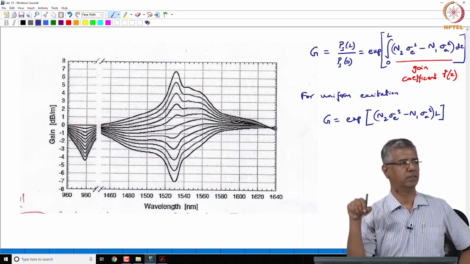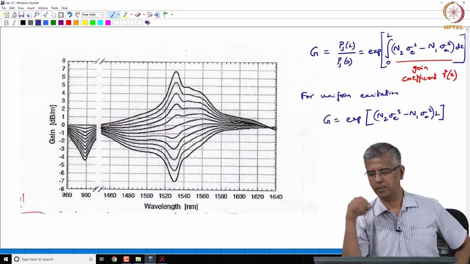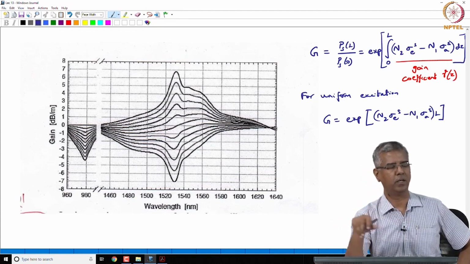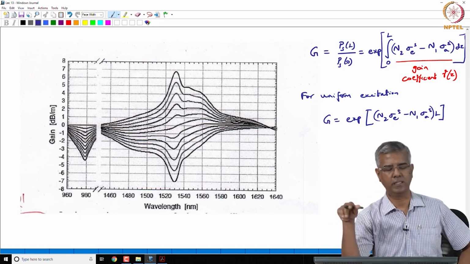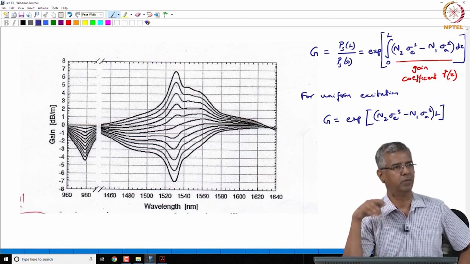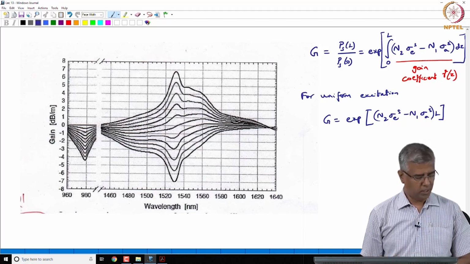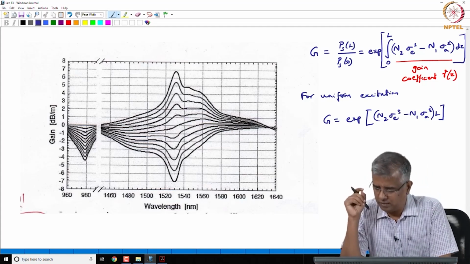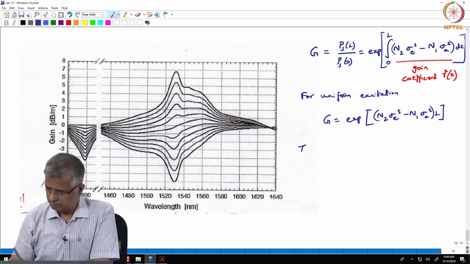Do you understand this? So, for uniform excitation it will be like that, but if you want to consider the fact that you are launching maybe from only one end of the fiber and then you have an exponentially decaying pump, then you may have to deal with this sort of a situation. Okay. So, this also tells us something very, very important to realize.